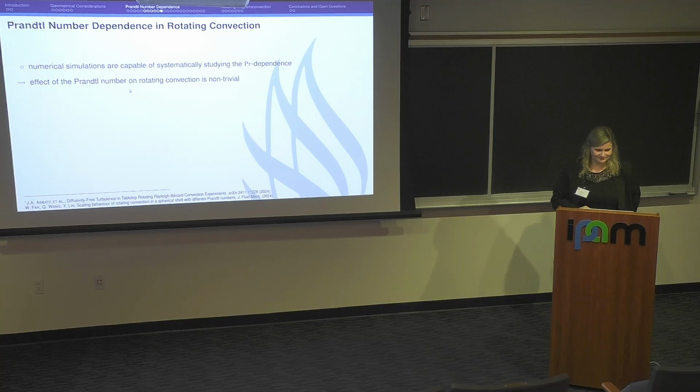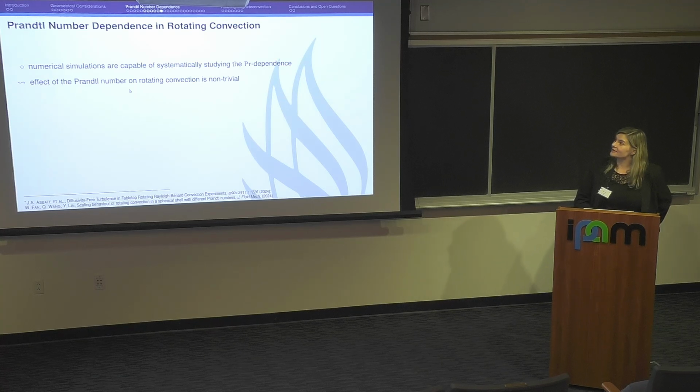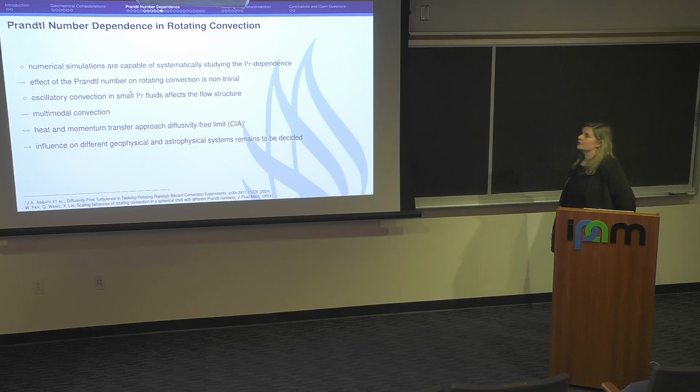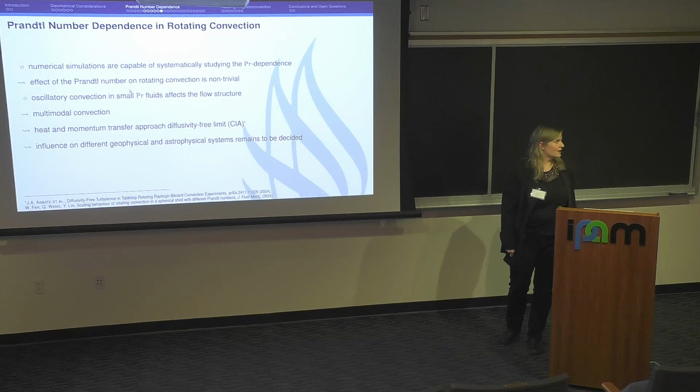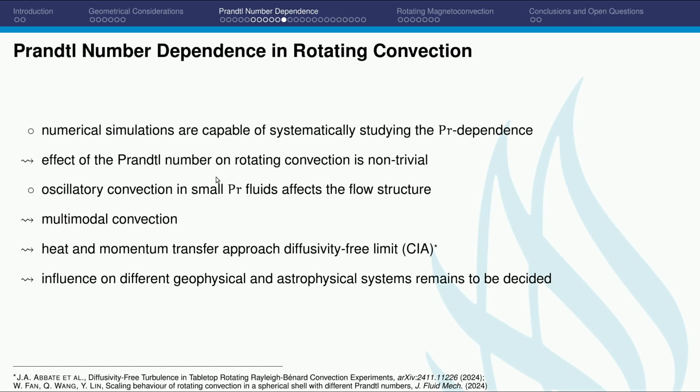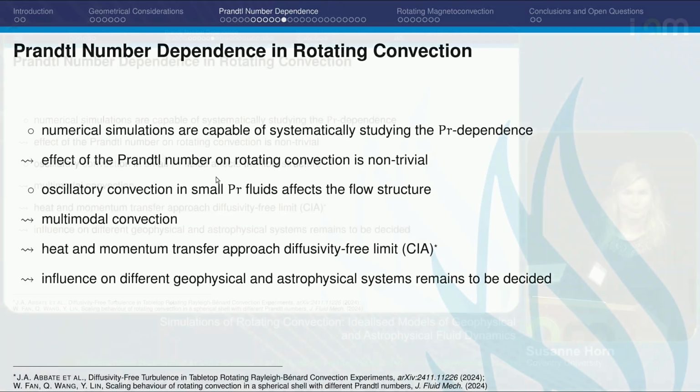So maybe as a little bit of a short summary of that, the effect of the Prandtl number really is non-trivial. I hope I could convince you of that, at least for the parameters that we are now. And apparently also if you go to more extreme parameters and if you go to the sphere. The main thing is that once we have oscillatory convection in small Prandtl numbers, and we only have that in small Prandtl numbers, it's then multimodal. We see that at relatively low supercriticalities, at least if we compare it to high Prandtl number fluids, we approach a diffusivity-free limit, or also CIA scaling. And it really remains to be decided how long this Prandtl number dependence exists and whether it's actually still important or whether Prandtl 1 is the answer.